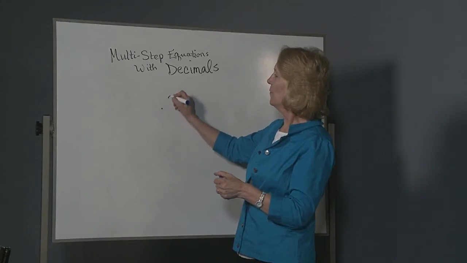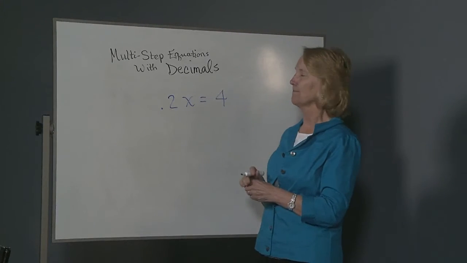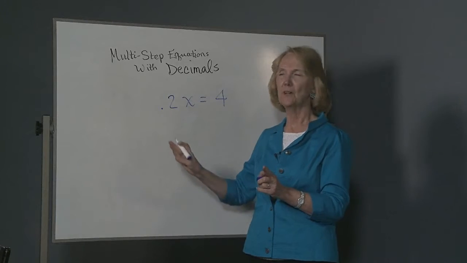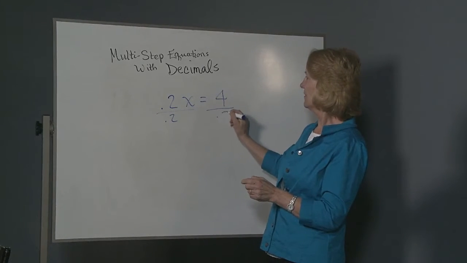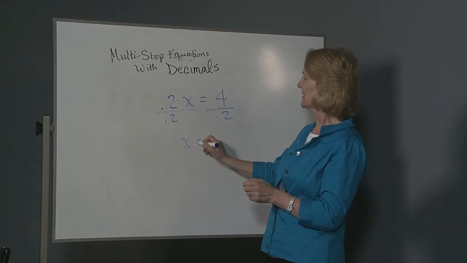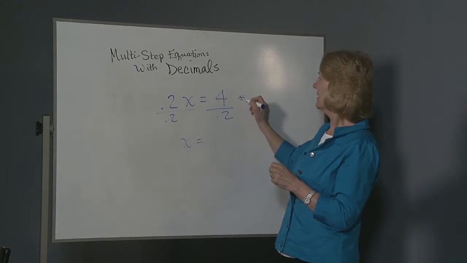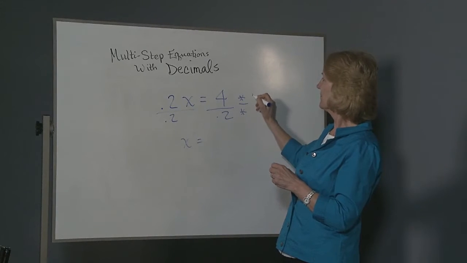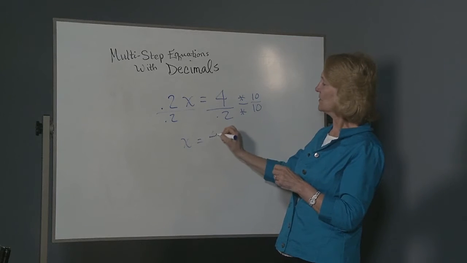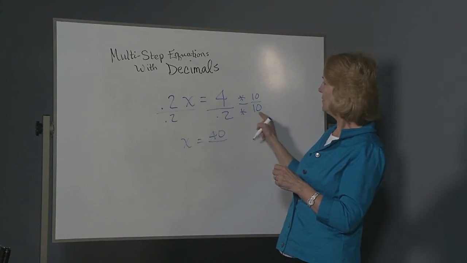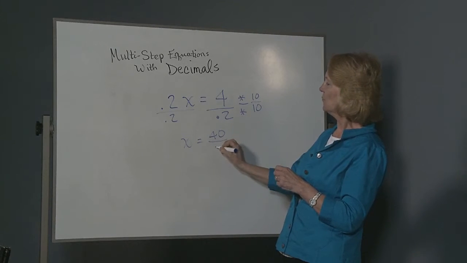If you have 0.2 times x equals 4, to undo multiplication, you divide. Well, okay, we can divide by a decimal. It's not that bad, but here's another way you can do it. Multiply by 10 on the top and on the bottom, because you're going to get 4 times 10, which is 40. 0.2 times 10, when you multiply by 10, you just move the decimal place 1.